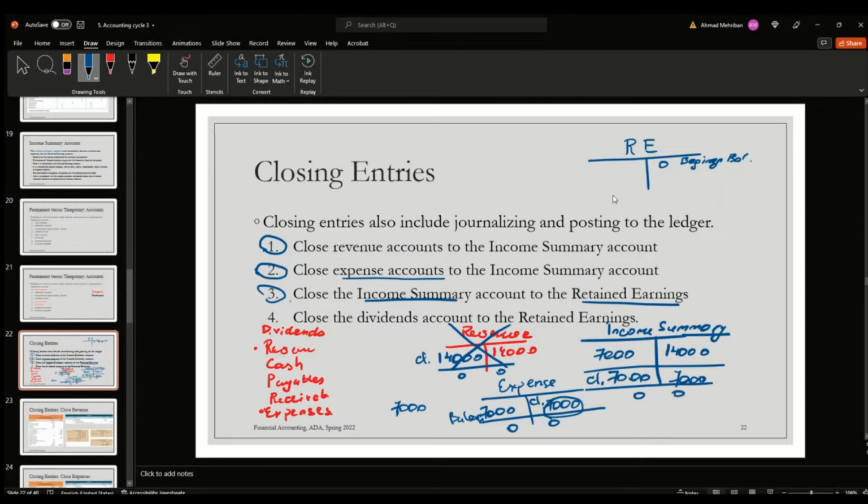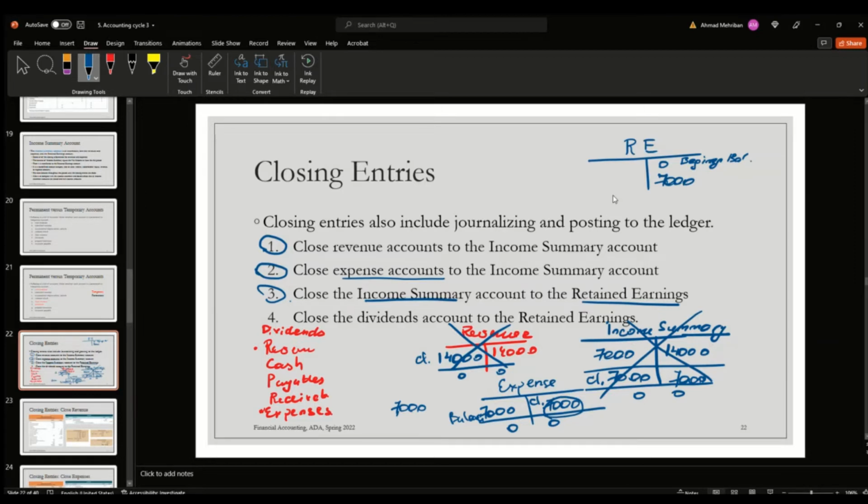But since I've entered to the credit side, closing entry to the credit side, now the debit side will move to our retained earnings. Since I entered the information, this is the debit side, so 7,000 will go to the credit side here in the retained earnings. So by now, we have successfully managed to close all 3 closing entries.